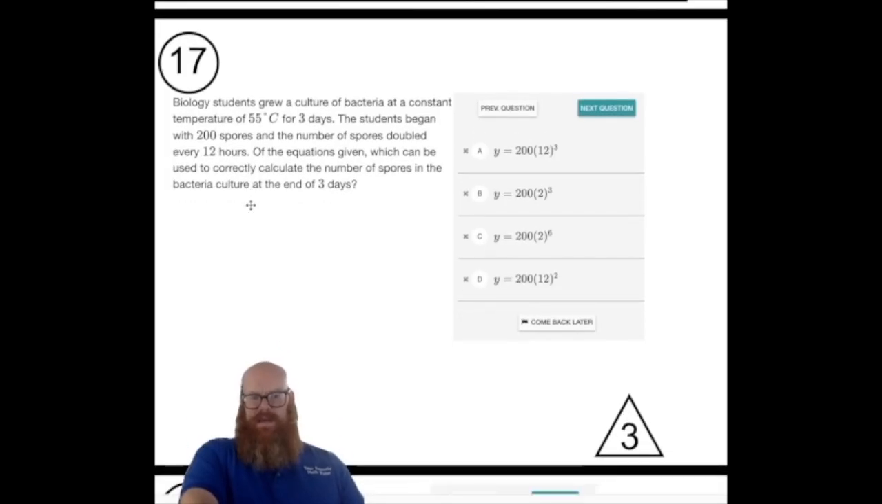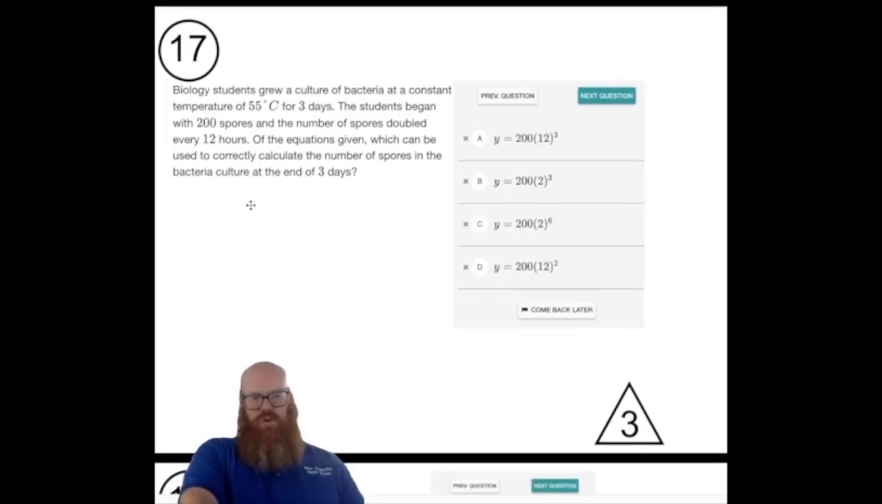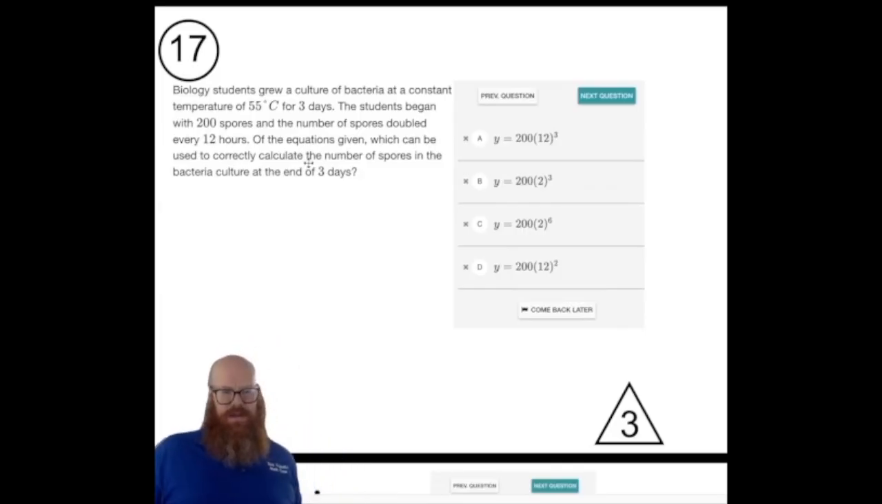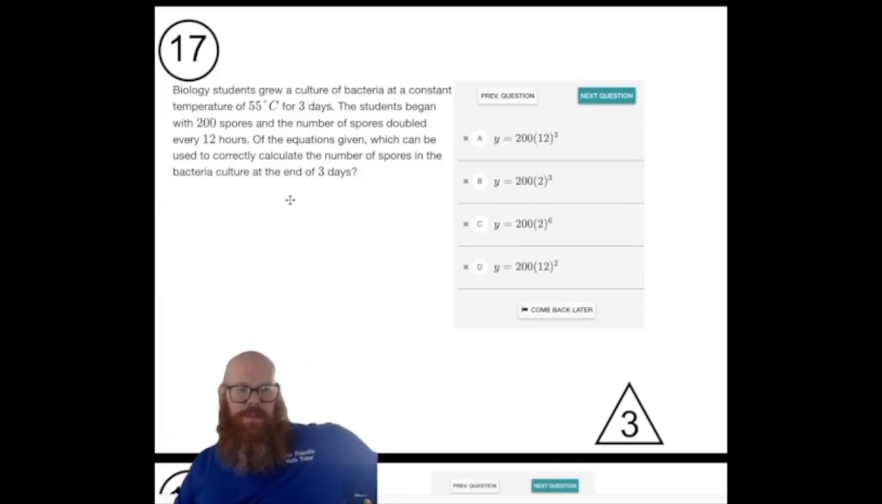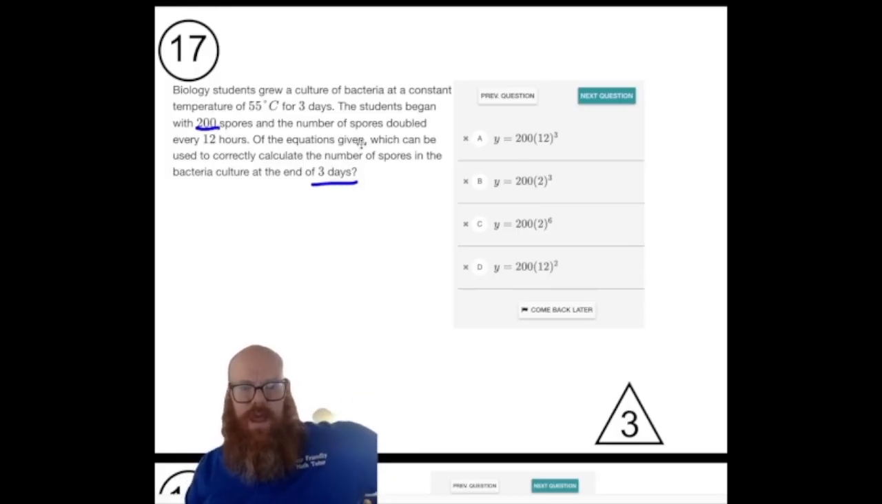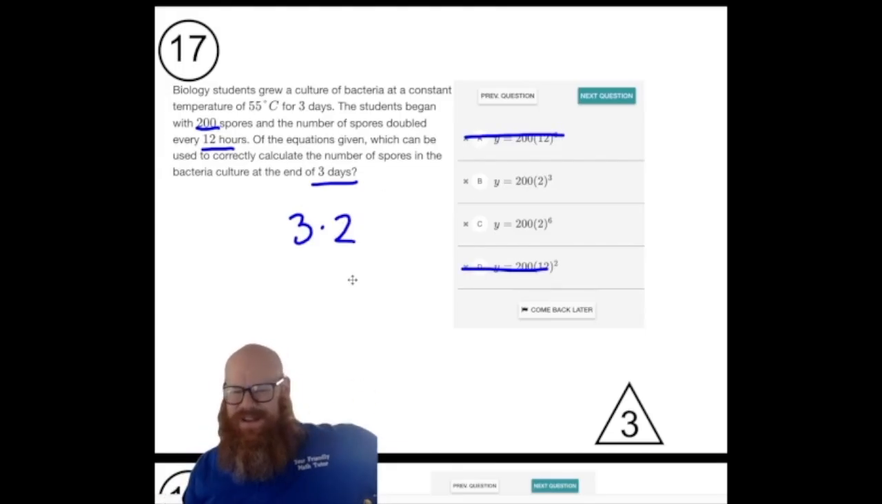Number 17, biology students grew a culture. All right, I'm going to skim through this. Which can be used to correctly calculate the number of spores in the bacteria culture at the end of 3 days. So we obviously start with 200, but every answer has 200, so that's not really helpful. And it doubles every 12 hours. So basically what we have is 3 times 2 to some power. So now I can get rid of, I think, D and A. I hope I don't regret that because they could have messed with it a little bit, but let's see.